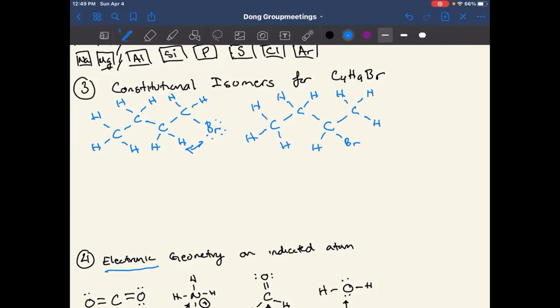And it'll look like that. So the next thing I would do is then try to branch off of it. So we draw 3 carbons long. We can branch one off right there.